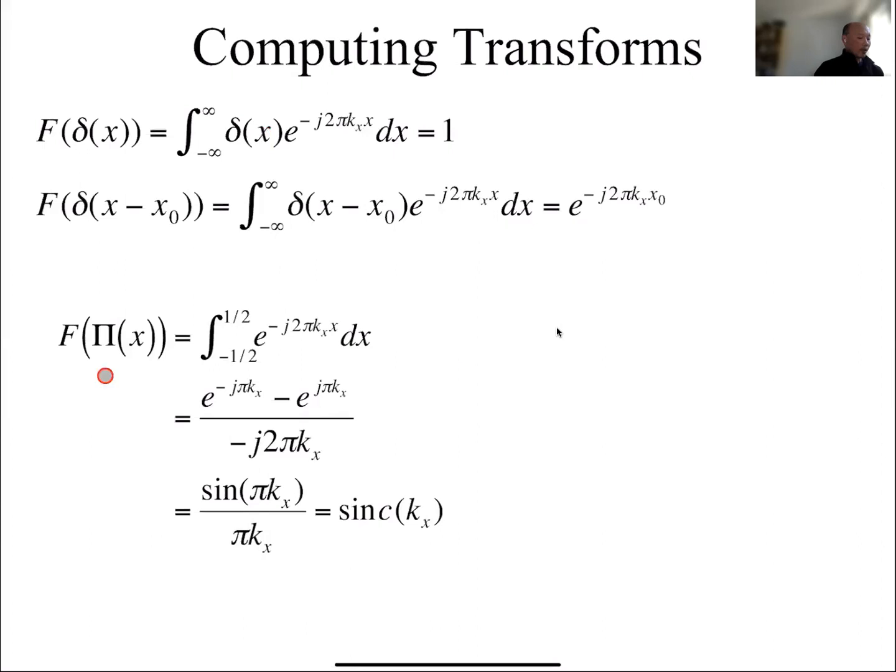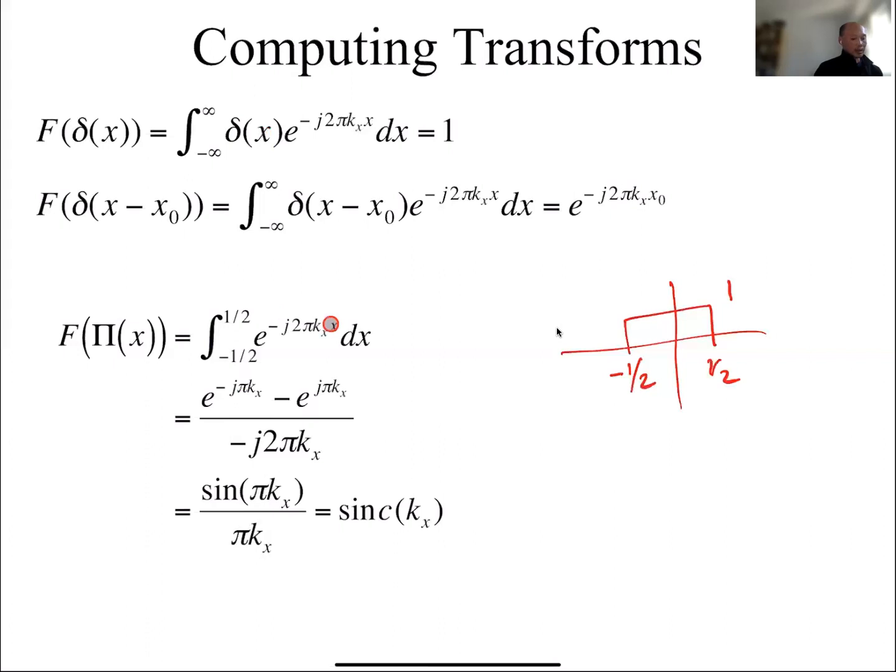Now, a very, very important one is the Fourier transform of a rec function. Just remember, a rec function, once again, just looks like this. It's minus a half to a half, and it's one. So it's a very simple function, but we're going to use it a lot. So it's good to get familiar with it. And very important is what its Fourier transform is. And so the Fourier transform of a rec function, we're just going to integrate one times this phasor from minus a half to half.